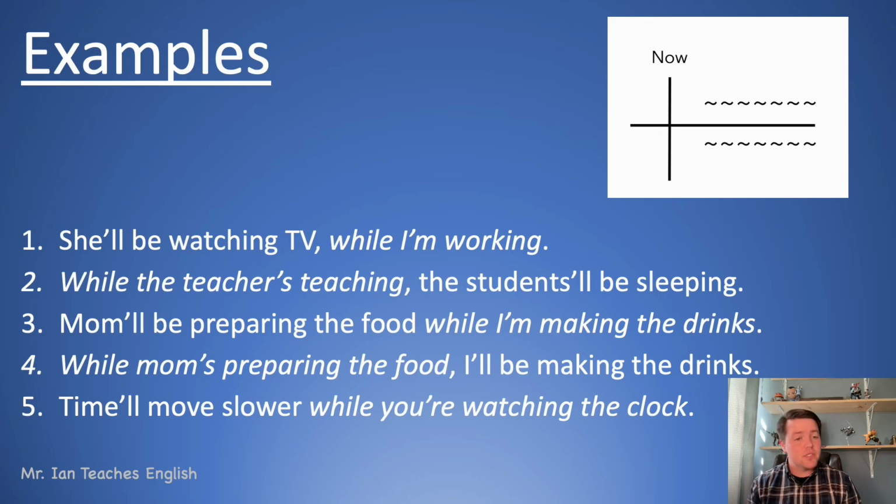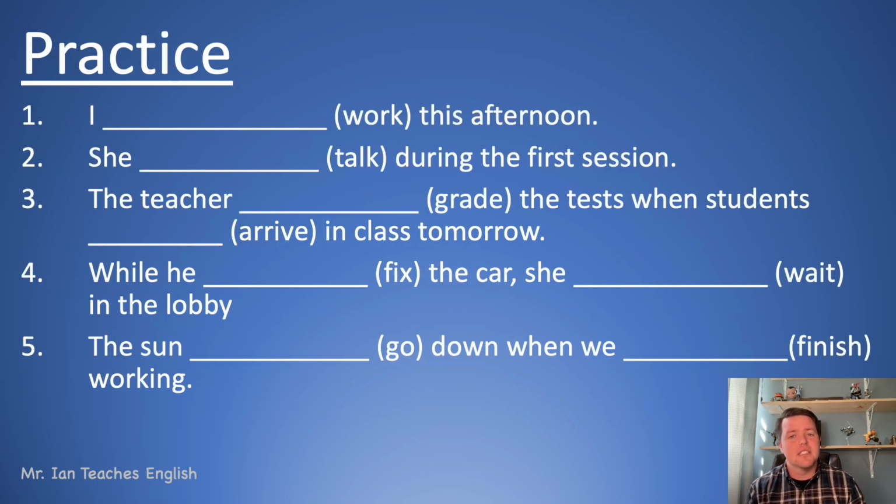We still use a continuous tense because we want to show that these things take time and that they are both happening at the same time, and they take time in the future. Number 5, time will move slower while you're watching the clock. So again, another example. I hope this is starting to make sense. It will probably be a little bit weird to not use the future tense when you know you're talking about the future, but I promise this is how it works. All right, now let's go on to some practice.